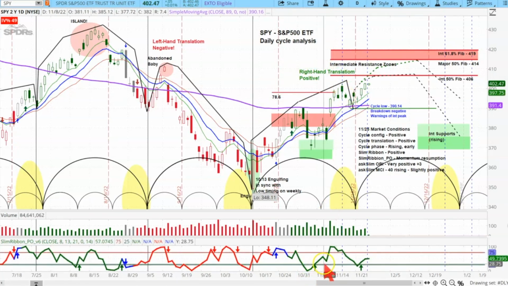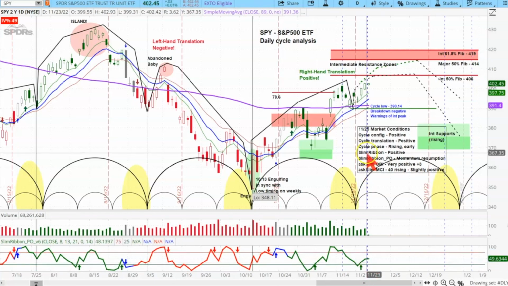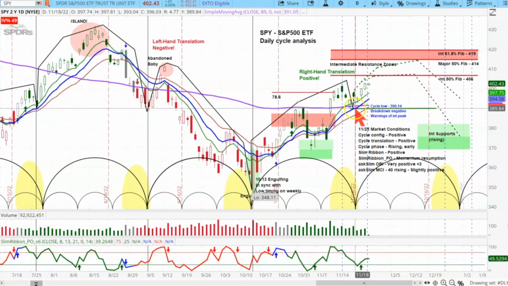The slim ribbon PO on the bottom right over here, which is our momentum indicator from the slim ribbon and gives you resumption signals, gave you a resumption signal right here that it was likely to continue up. Notice the port right in the middle of the slim ribbon on the 13 EMA. You can get the slim ribbon for free to put on TOS, Thinkorswim, if you would like, or you'll see it on our static charts also for other membership levels.